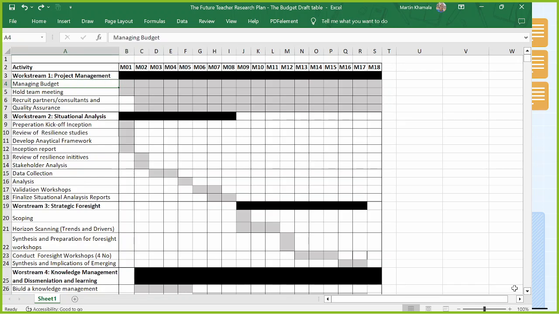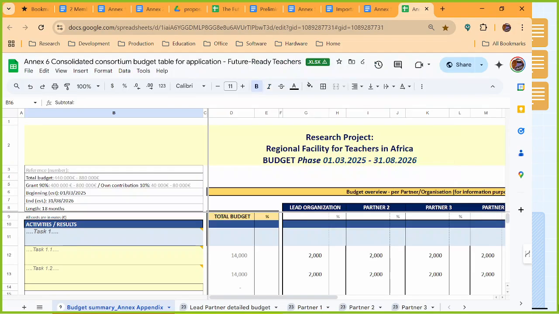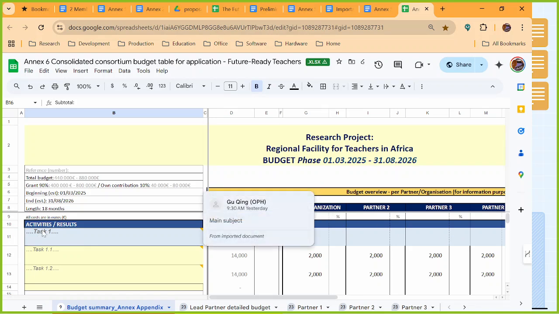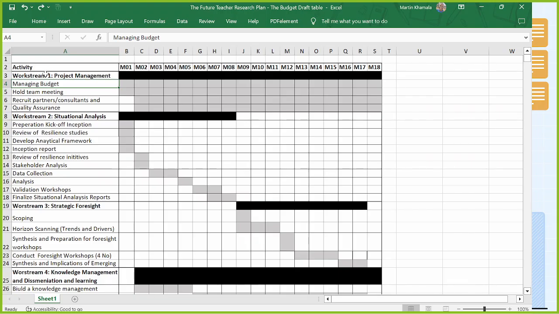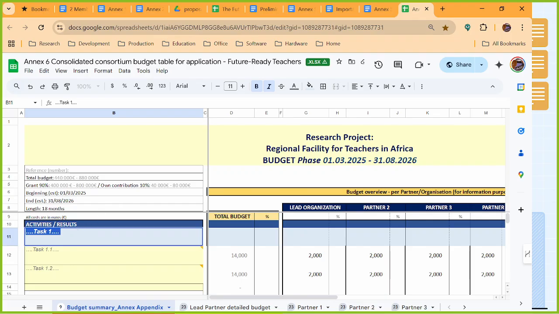Okay. In terms of the structure of the annex, you see the lead. He has his percentage. The task one, we're going to fill it in here. You see, it is indicated. Let's call it work stream one, top level. Task one is work stream one, which is called project management. That will be filled in here.